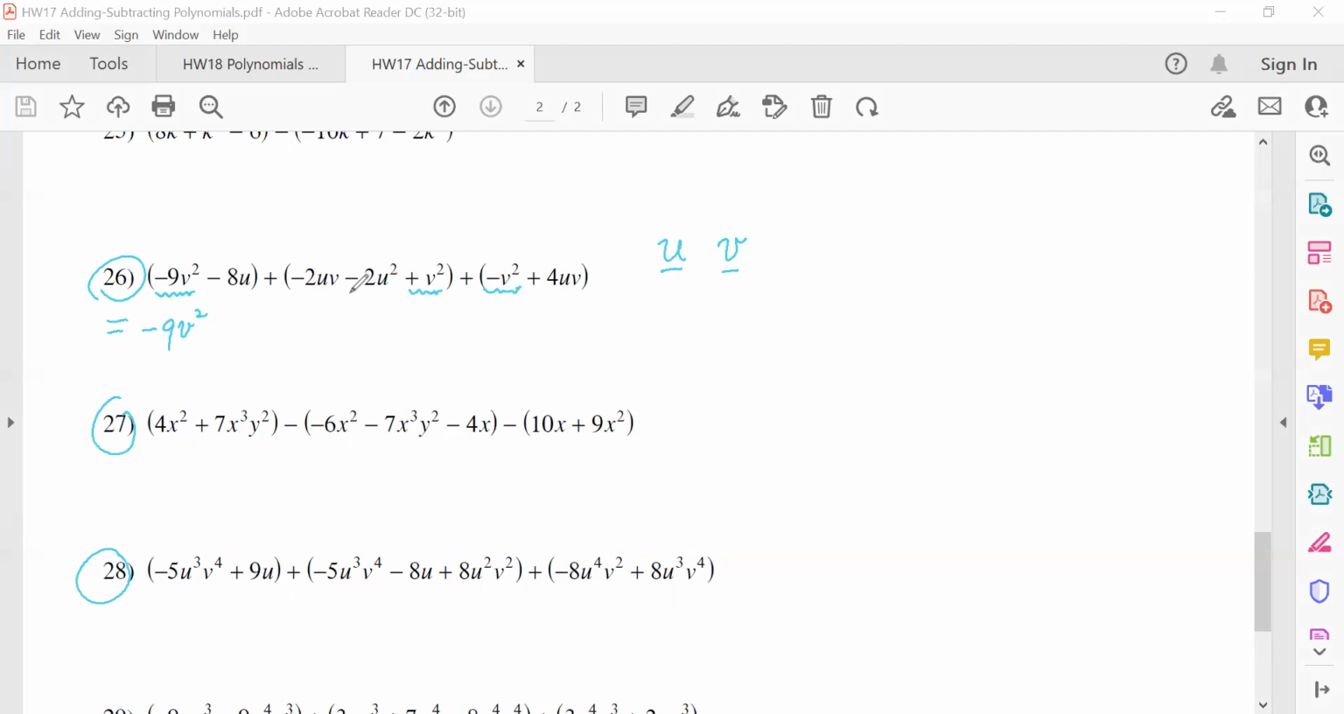We then find the second one, u squared. Let me use a different color. u squared: only one of them exists, right? So we can just write it right here.